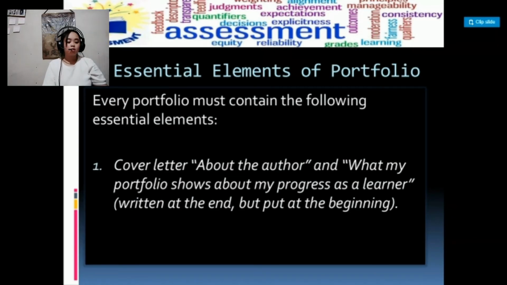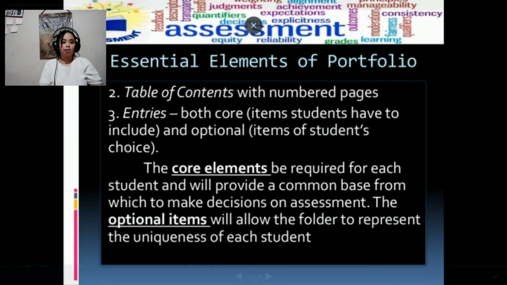The essential elements of portfolio. The first one is the cover letter. This is where you see the profile of the author and how they tackle and go through this process in making the portfolio. It is all about the author and it also shows the progress as a learner. The second one is the table of contents, which shows the chronological contents or entries of the portfolio with numbered pages. Then next is the entries.